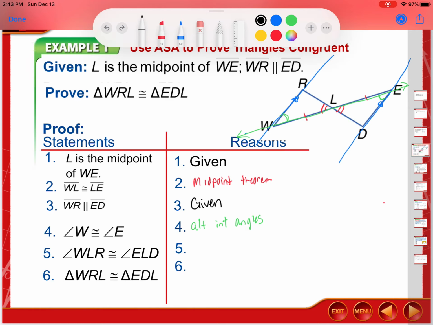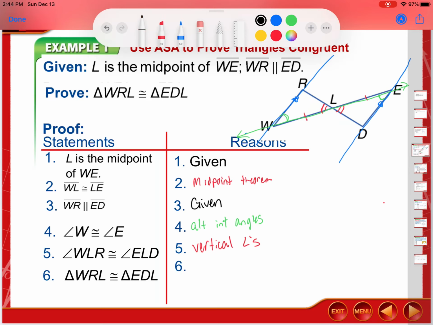We can see that we have a pair of intersecting lines, and both those angles are straight across from each other, which are those lovely things that we like to call vertical angles. So I feel 100% confident that those angles are exactly identical. So I'm going to say vertical angles for number 5. And then finally they say triangle WRL is congruent to triangle EDL.